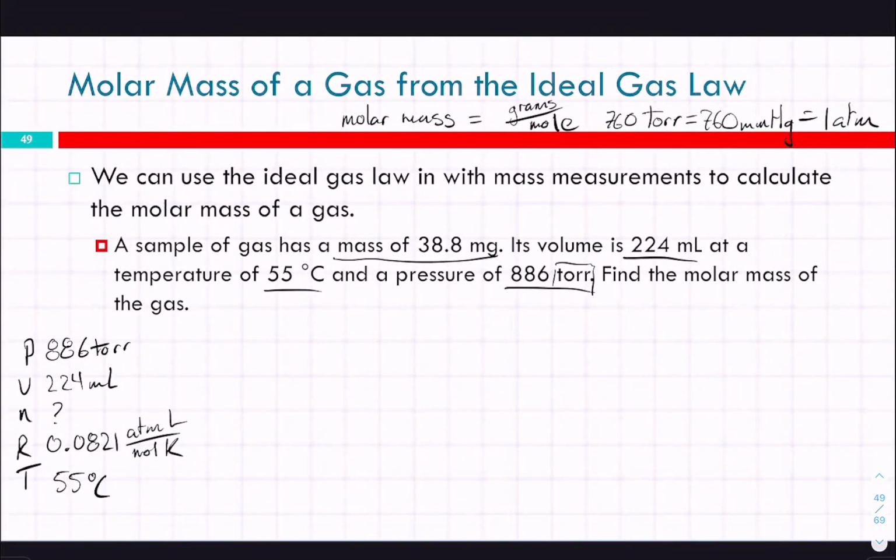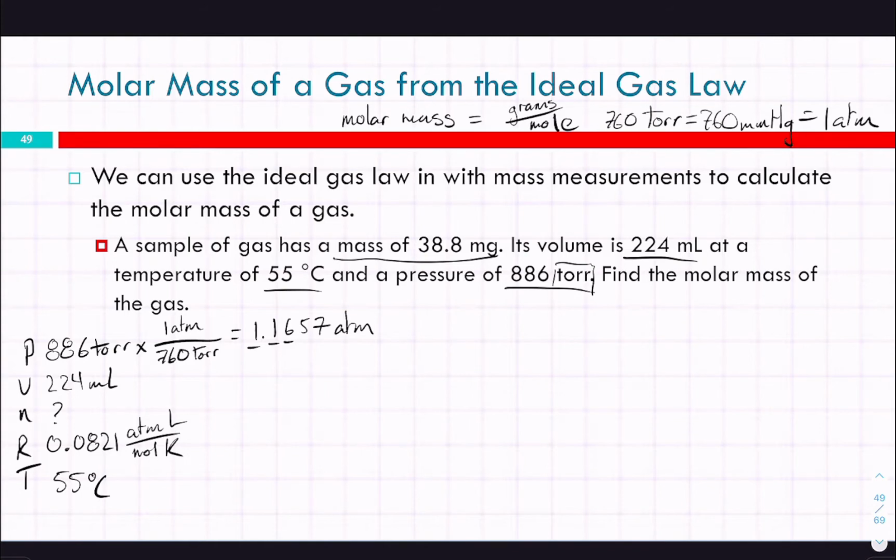So to convert torr into atmospheres, we have to multiply by 1 atmosphere over 760 torr. I guess we'll just do that right now. 886 divided by 760 will give us 1.1657. Yeah, because I'm not going to round this yet. Atmospheres. That's 3 sig figs.